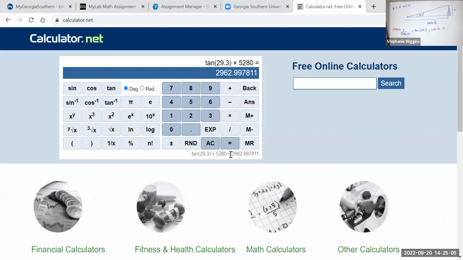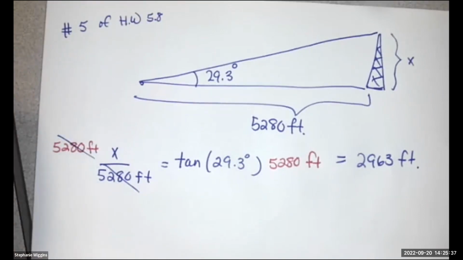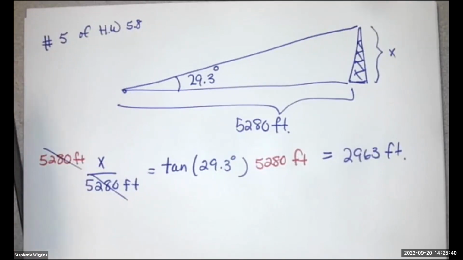And we get, well, if you round it, 2,963 feet. I'll set up the last problem for you on the homework. Any questions on this one?